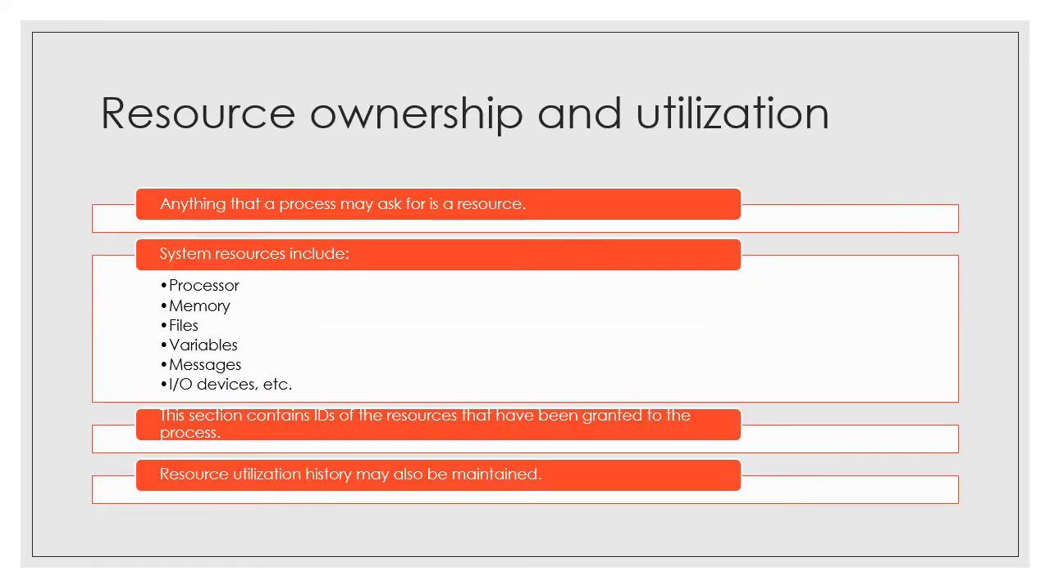Resource ownership and utilization. Anything that a process may ask for is a resource. System resources include processor, memory, files, variables, messages, I/O devices, etc. This section contains IDs of the resources that have been granted to the process. Resource utilization history may also be maintained, but this will depend upon the operating system.